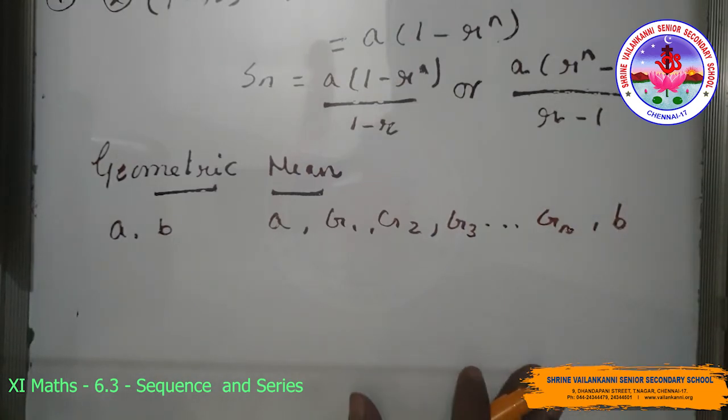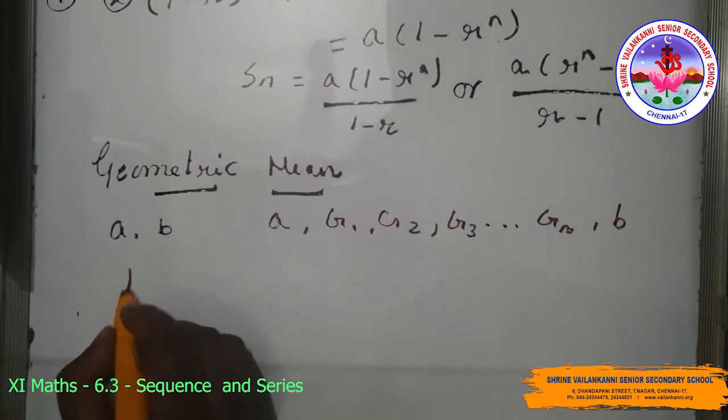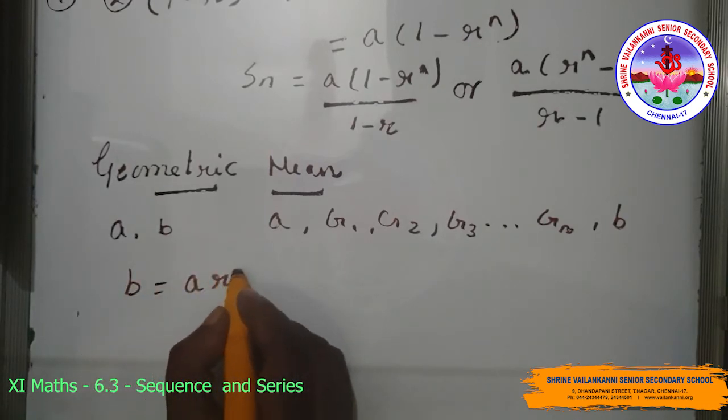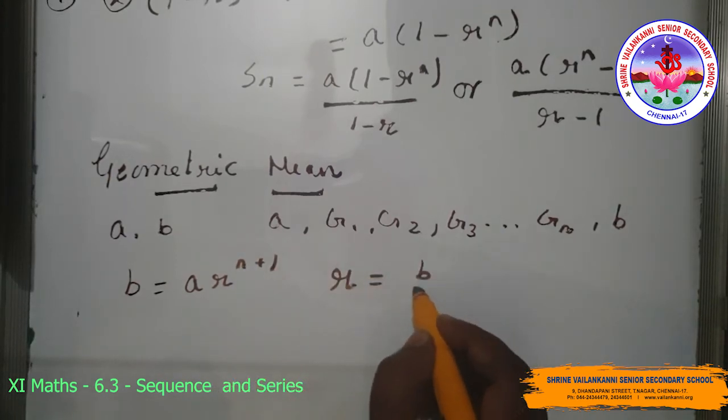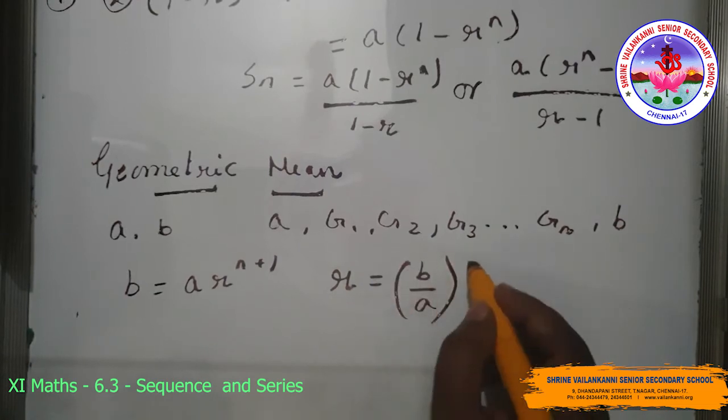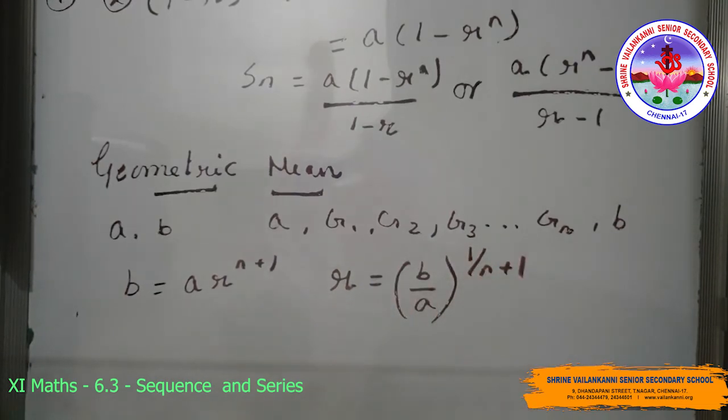A, G1, ..., Gn, B is a GP. Thus B equals A r to the power of n plus 1, or r equals (B by A) whole power 1 by n plus 1. Thus G1 equals A into (B by A) whole power 1 by n plus 1. G2 equals A into (B by A) whole power 2 by n plus 1. G3 equals A r cube, which is equal to A into (B by A) to the power of 3 by n plus 1. Then what is the relationship between AM and GM?